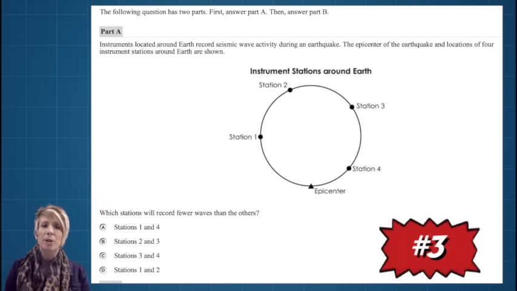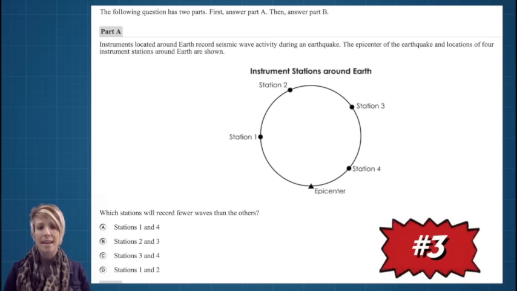Okay, let's go on to the next part. Now this says the following question has two parts. First answer part A, then answer part B. Make sure when you're taking your AIR test that you scroll all the way down to the bottom of the page as you answer the questions, because parts A and B, or parts 1, 2, 3, they're going to be at the bottom of the page, and if you don't scroll down, you won't be able to see those questions.